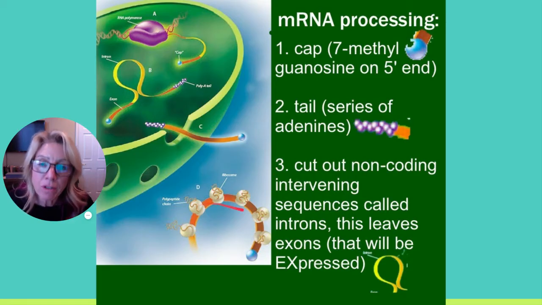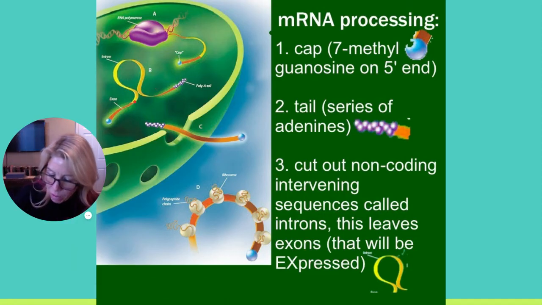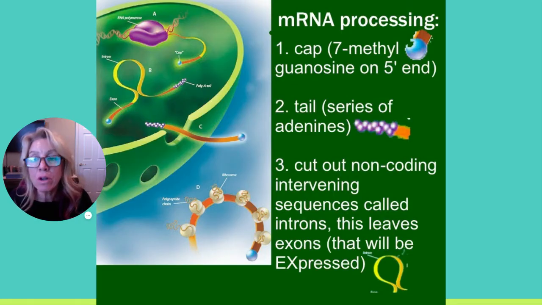The parts that are going to get translated are the exons. They're going to get expressed, and the introns are going to be removed. So on your processing in eukaryotes, you have a cap, 7-methylguanosine, placed on the 5' end, and a tail, which is about 150 to 200 adenines. And introns are non-protein coding sequences that need to be removed. So exons, the coding sequences, remain. And in higher eukaryotes, this is done by spliceosomes.